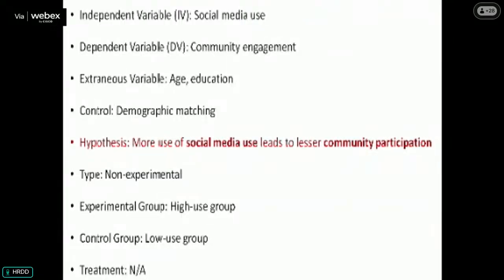So the control again is demographic matching, in the same place. The type is non-experimental. You are not manipulating anything. You are not teaching them anything, like telling them to use social media.